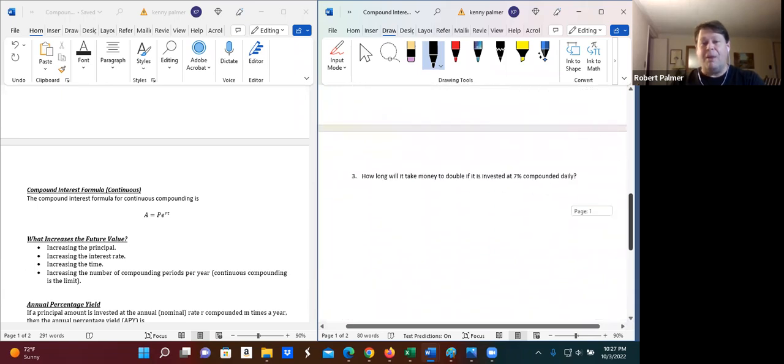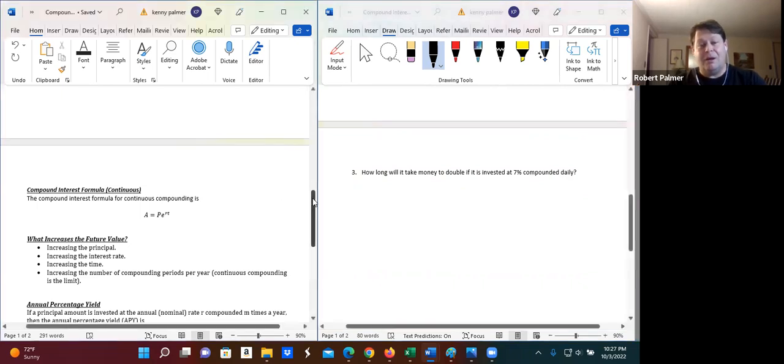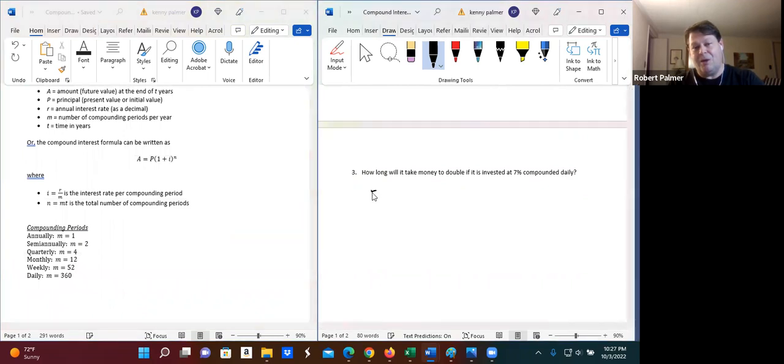Okay. Now, the next question is kind of interesting. It says, how long will it take money to double if it's invested at 7% compounded daily? Once again, we're going to use the periodic compounding formula, not continuous. So we're going to use A is equal to P times 1 plus I to the N.